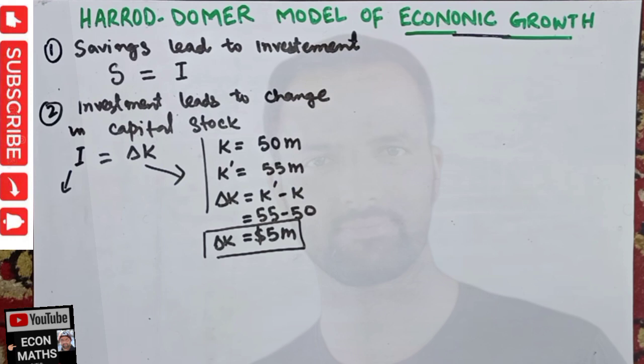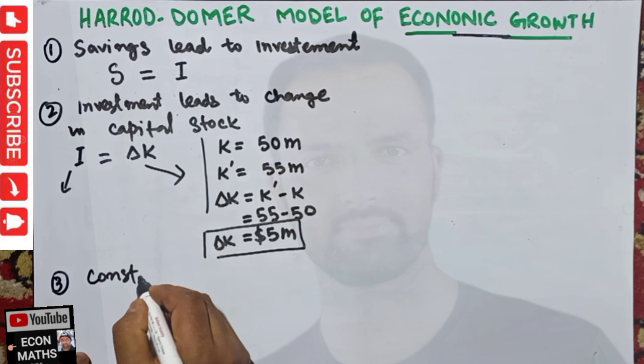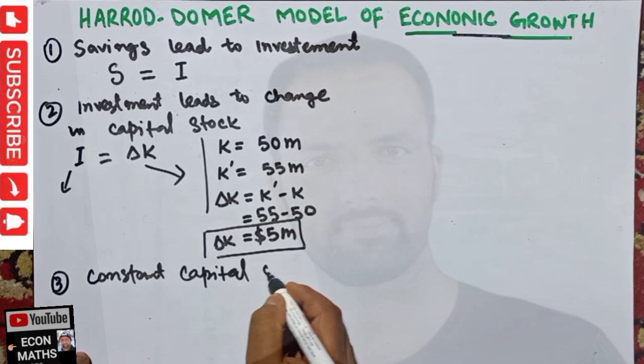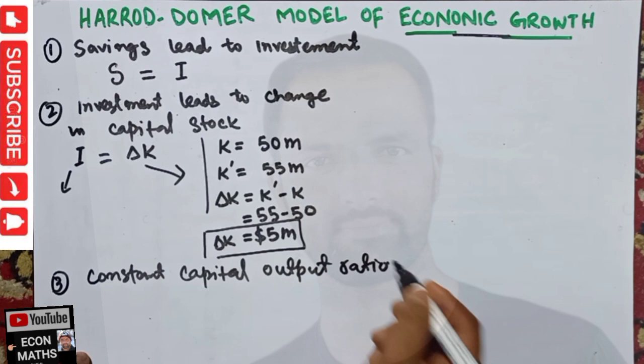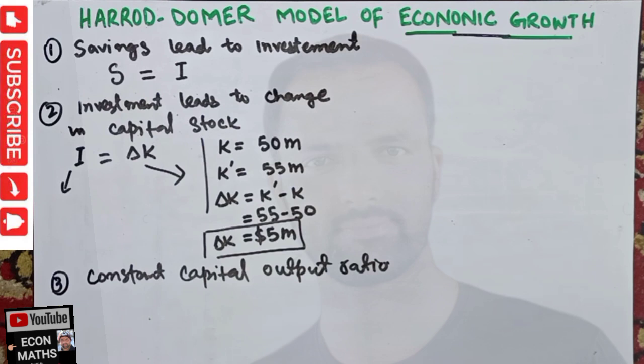And one of the most important assumptions, the third assumption, is that we have a constant capital output ratio. Now, what does this constant capital output ratio mean? First I will write here. Let us say we denote R is equal to K over Y. K is the capital, Y is the output.